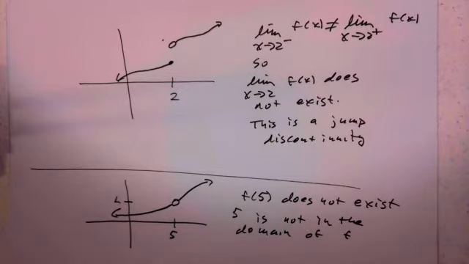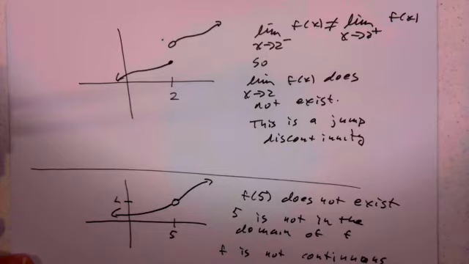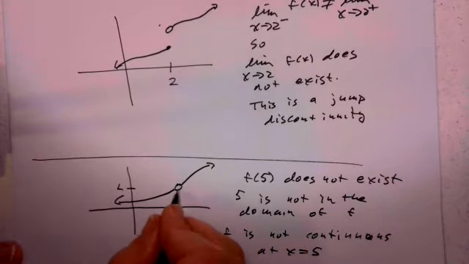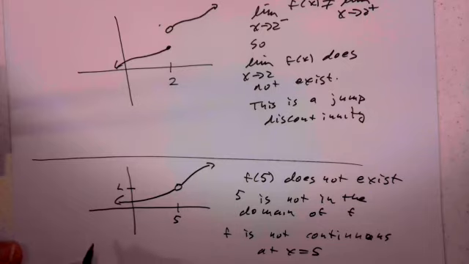If that happens, what's our conclusion? F is not continuous at 5. Continuous at x equals 5. What kind of a discontinuity is this? This is a removable discontinuity because, again, with one, I could fill in one single point, and that would make the limit exist. So we say this is a removable discontinuity.